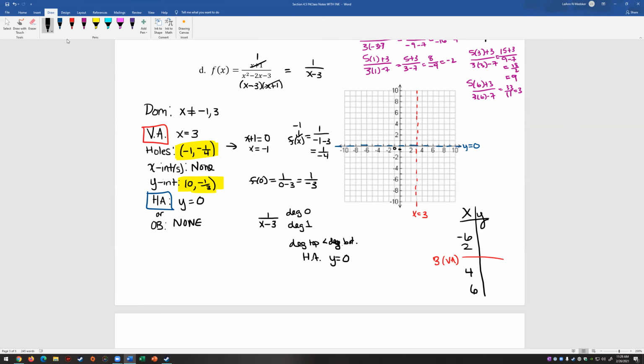So let's plug these into our function. So 1 over -6 minus 3 is -1/9.